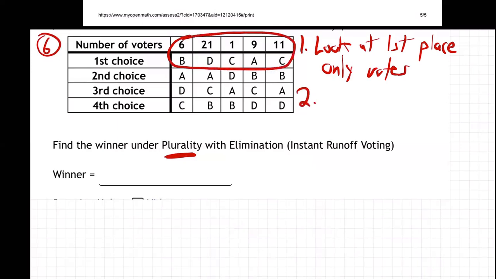Step two. So I'm just going to look right here, right? There's the first. I'm not even going to look at second, third, or fourth right now. Just look right there. But if it was just plurality, we would just say D wins, game over. But it's not just plurality. We saw some problems with the plurality method, so this is a tweak on the plurality method. It's plurality with elimination. So that's what step two is about.